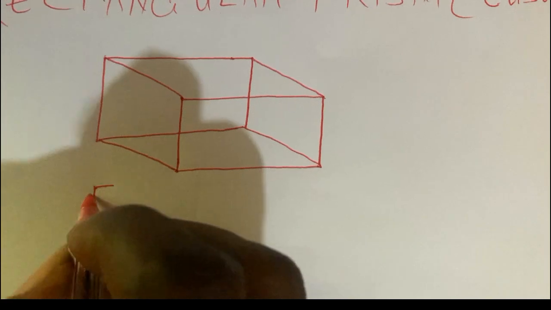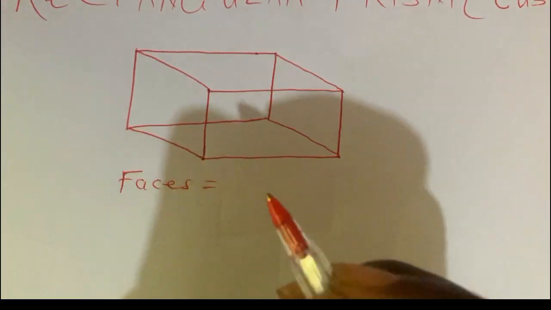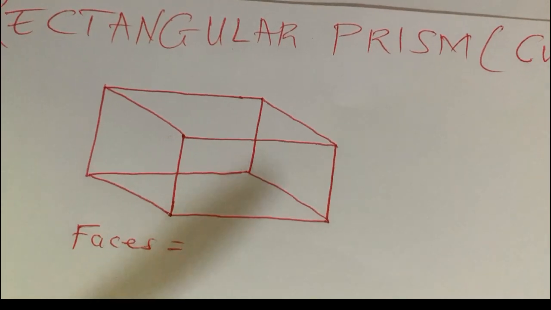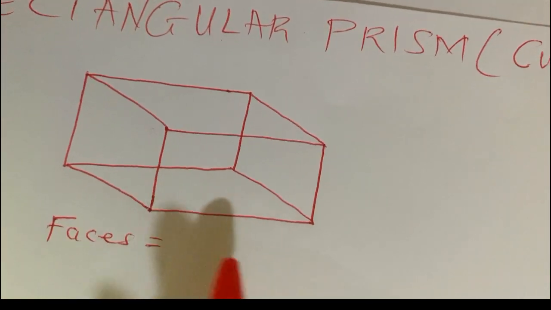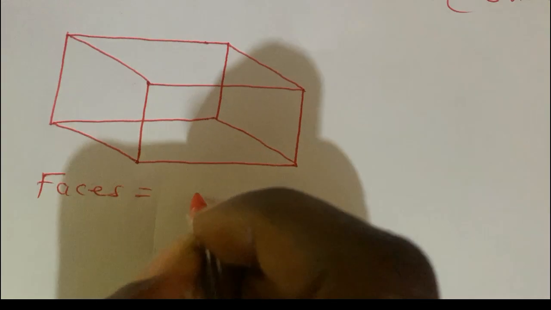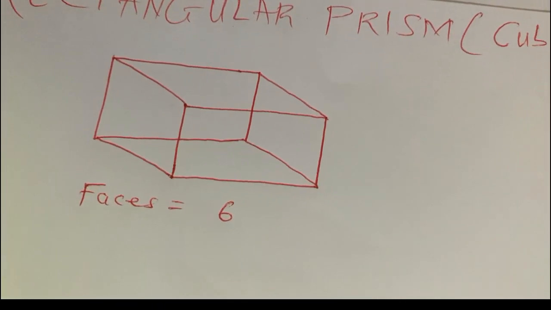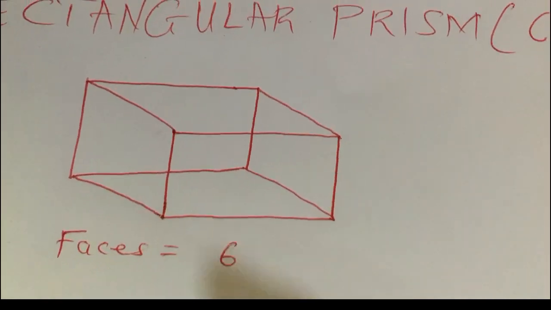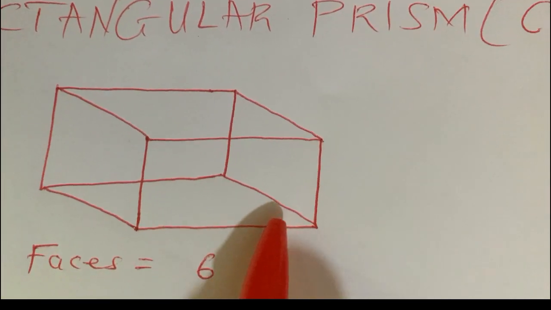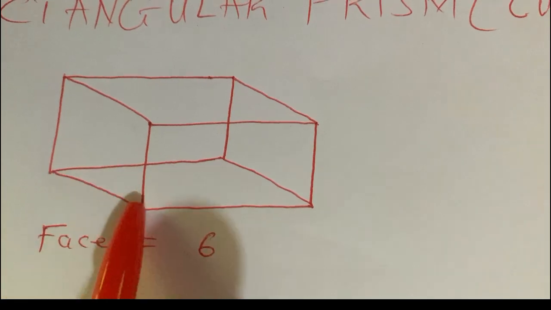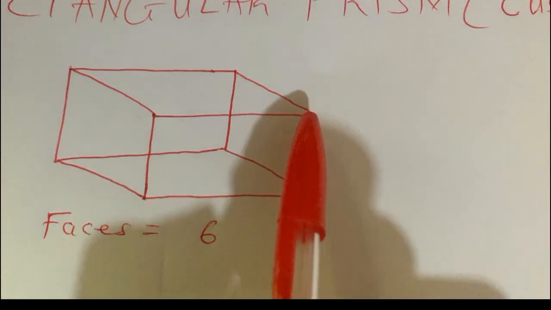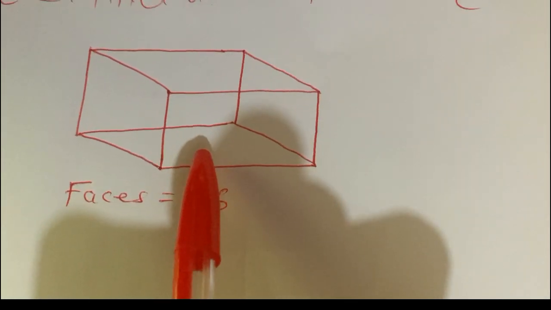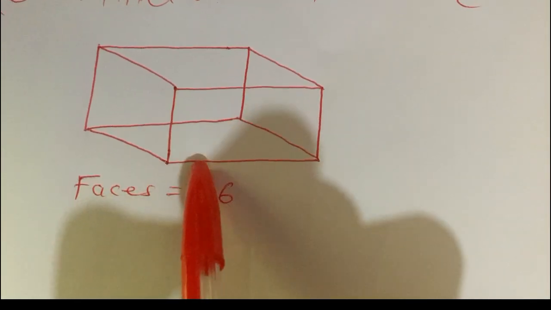We want to first look at the faces of this rectangular prism, and we could see that the faces of this rectangular prism are what? 6. Given any rectangular prism or any cuboid, the number of faces is 6. How do we get these 6 faces? Look at here. See this shape, right? We have a similar one on top of it, right? So we have 1 and 2 similar shapes, right?